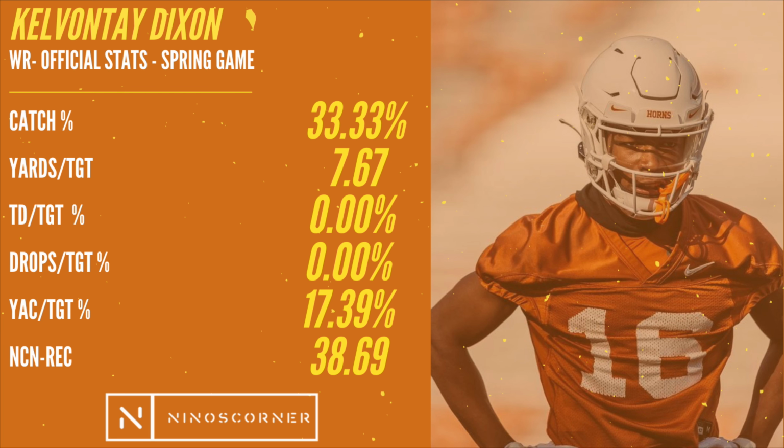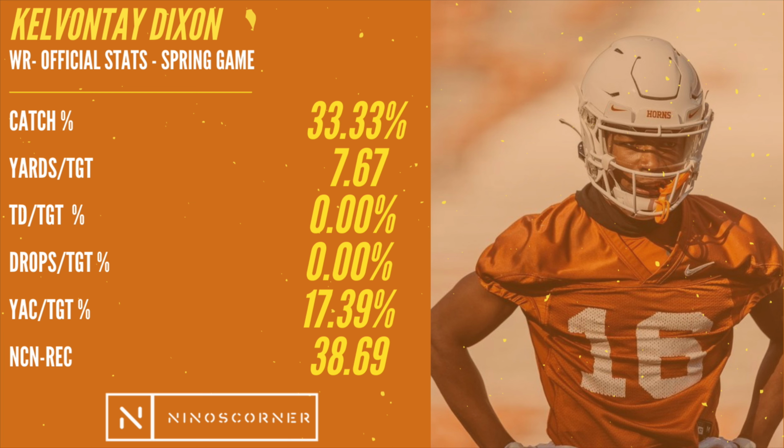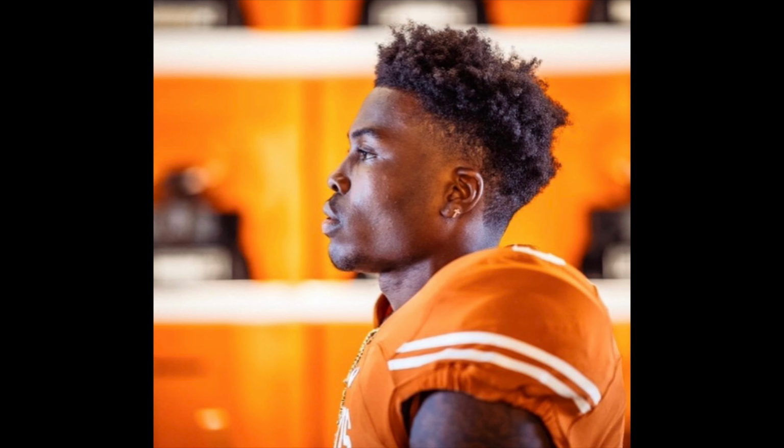Cavante Dixon, 3 targets, 1 reception. So a 33.33% catch percentage. 23 yards, 7.67 yards per target, 23 yards per reception. Moochie, just with that 1 catch, man, I don't think he had too much YAC after this 1 catch. Let's take a look. Cavante Dixon only had 4 yards of YAC, for an average of 17.39% of his total yardage. He had no drops.